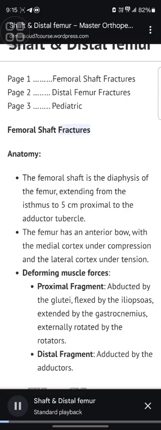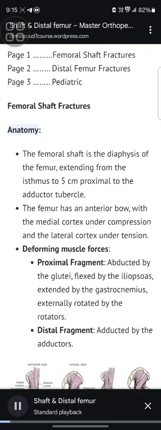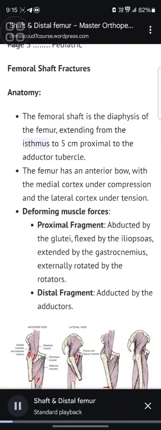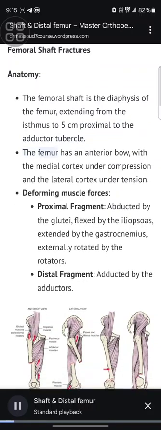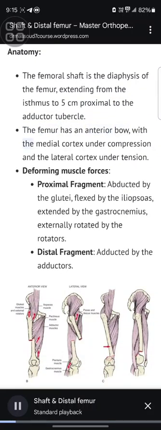Femoral shaft fractures. Anatomy. The femoral shaft is the diaphysis of the femur, extending from the isthmus to 5 cm proximal to the adductor tubercle. The femur has an anterior bow, with the medial cortex under compression and the lateral cortex under tension.